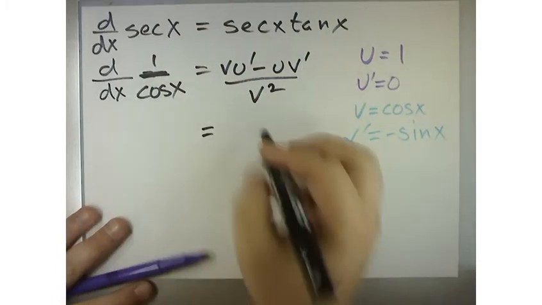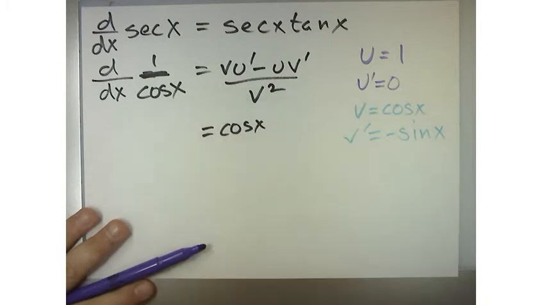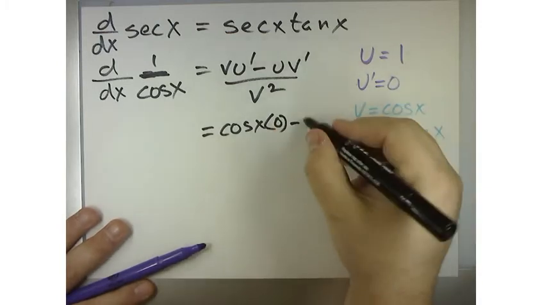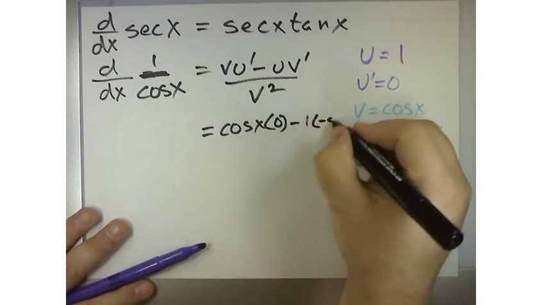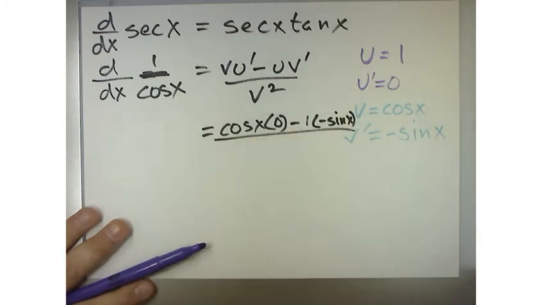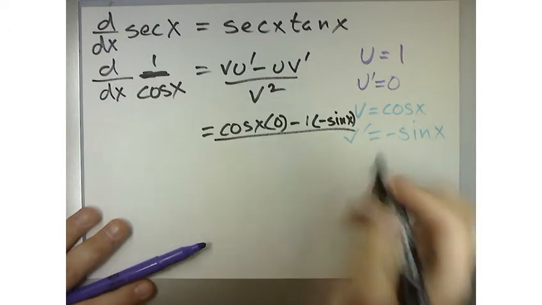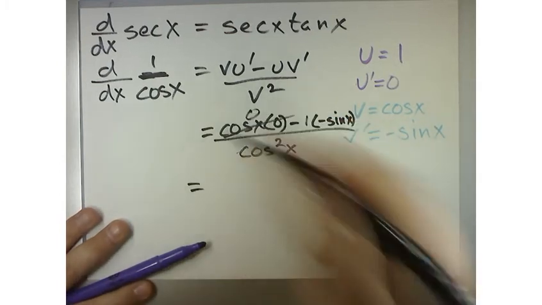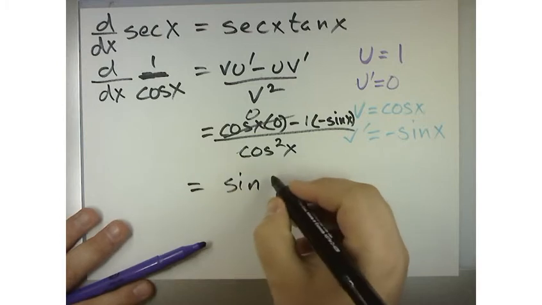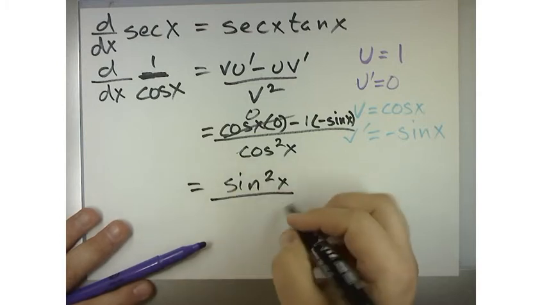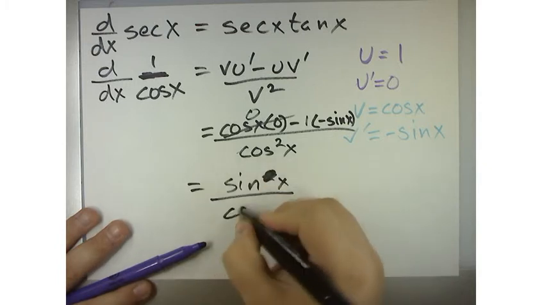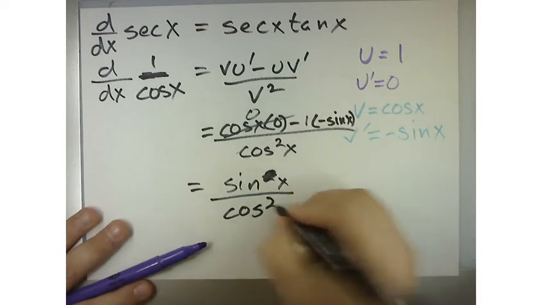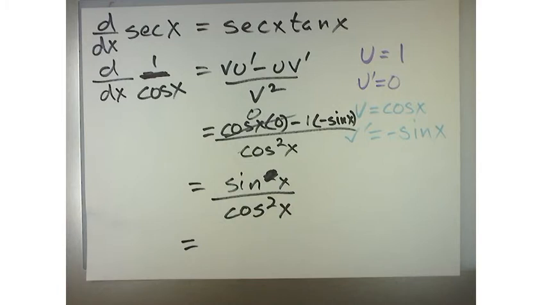So I'm going to plug in v, which is cosine of x, times u prime, which is 0, minus u, which is 1, times v prime, which is negative sine of x, all over v squared, which is cosine squared. So this goes to 0, and I'm left with sine of x over cosine squared, because a negative 1 times a negative is positive. Well, hey, that doesn't look like secant times tangent, does it?